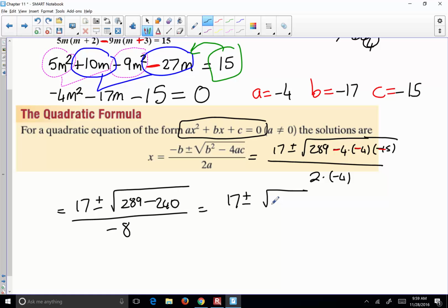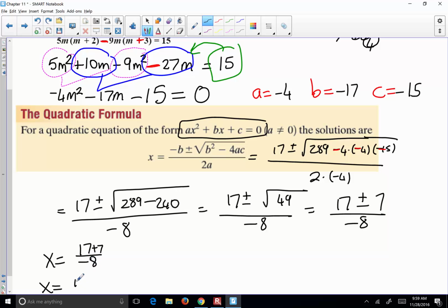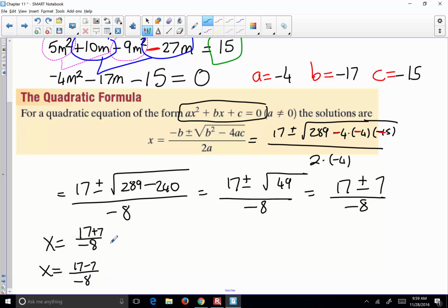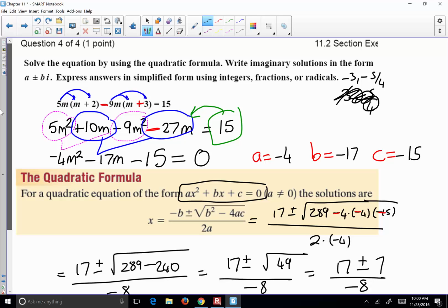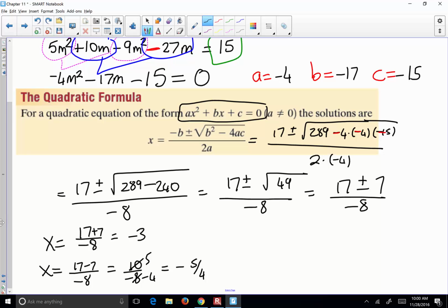Well, 289 minus 240 is 49. And we all know the square root of 49 is 7. So this turns into a nice question. You have 2 answers here. One is the positive option. The other one is the negative option of the square root. This is negative 3. That is 10 over negative 8, right? And that simplifies to 5 over 4, negative 5 quarters. Yep, same result. Okay. So this is all. Any questions? Alright, we'll start the next section tomorrow.